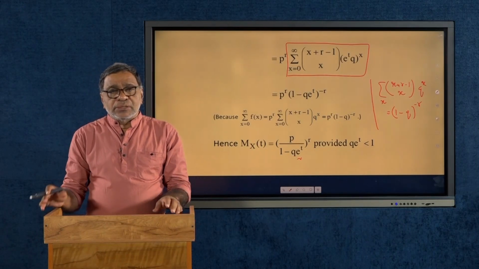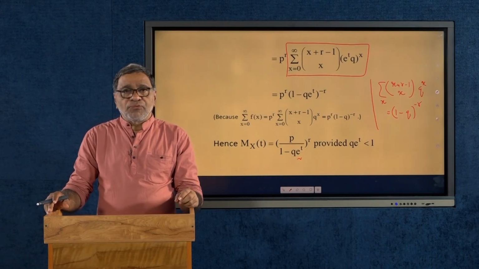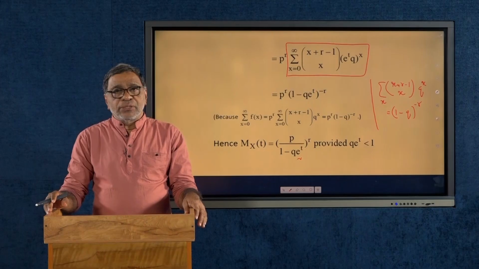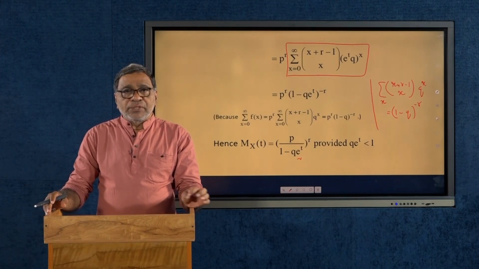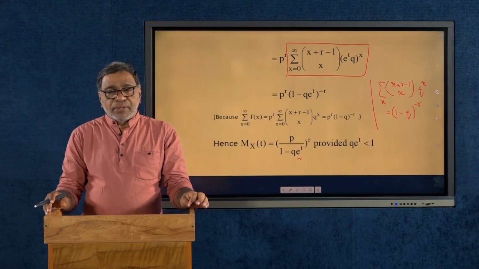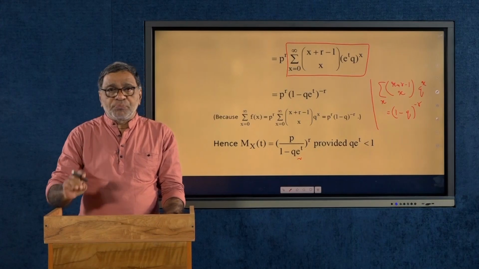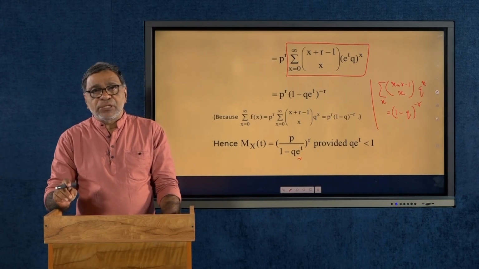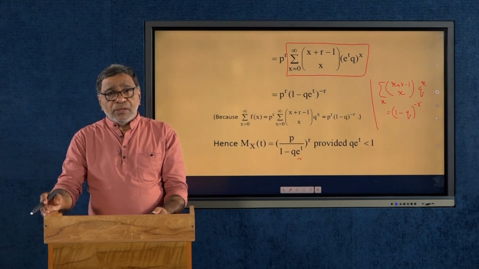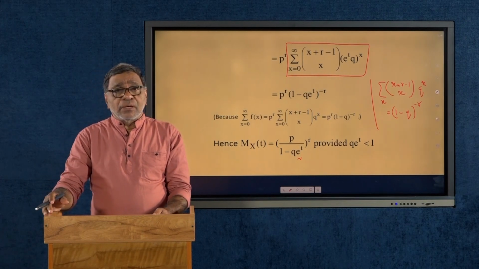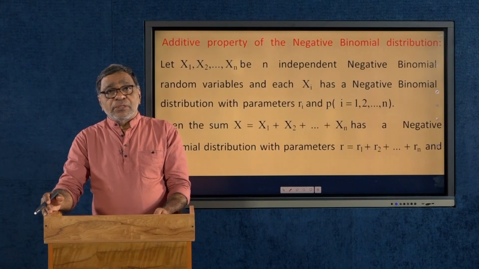So, these are the two important functions, that is the probability generating function and the moment generating function, with respect to the negative binomial random variable with parameters r and p. For the negative binomial random variable, the moment generating function is p divided by 1 minus q e power t all power r. After getting the moment generating function, we can verify the additive property of the distribution.